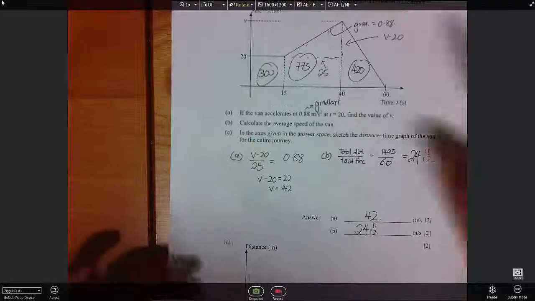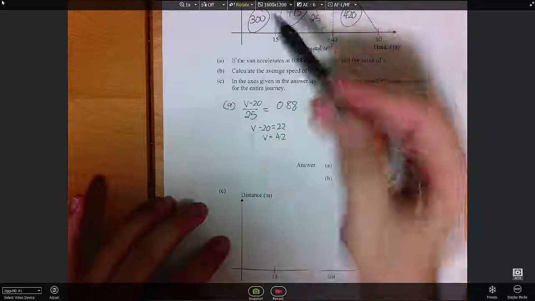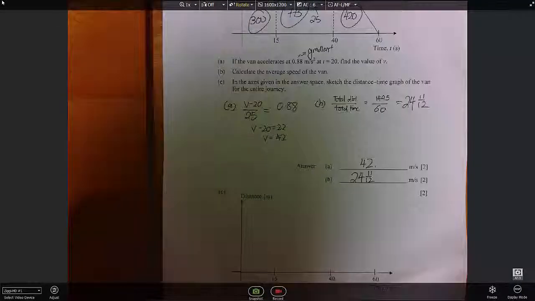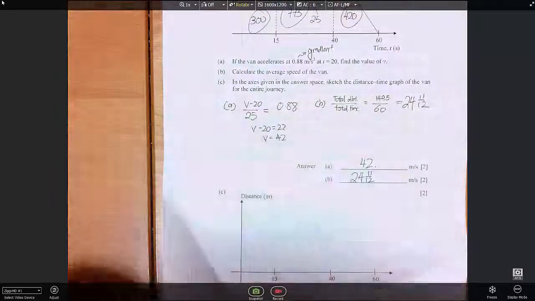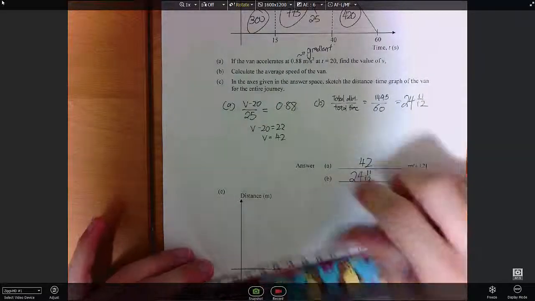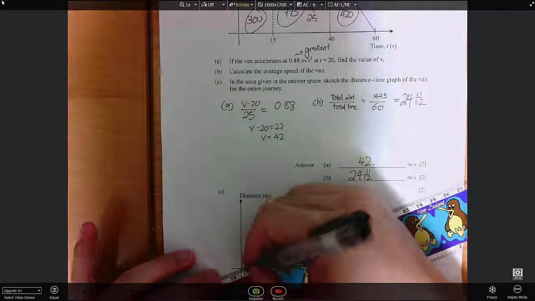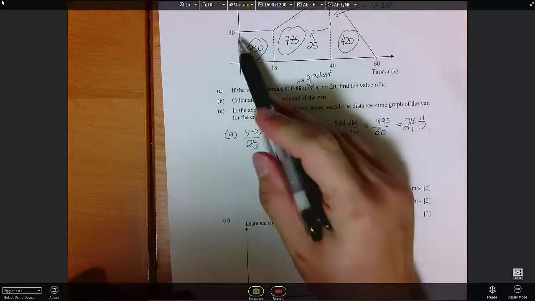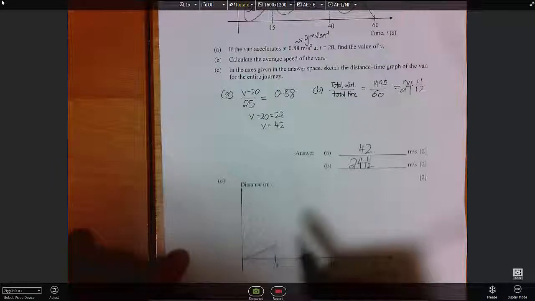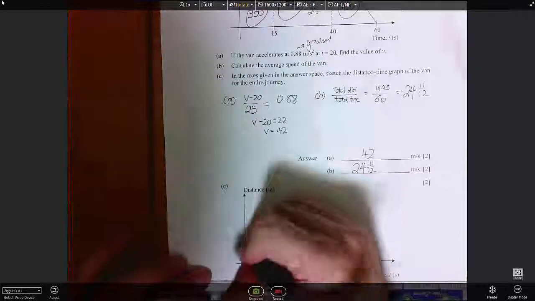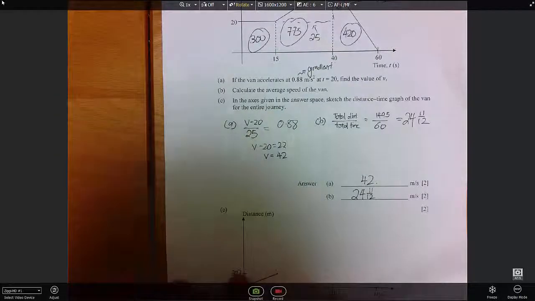Okay, now next part here, the distance-time graph. Speed is constant, so the distance-time graph should have a steady gradient. Let me try to find a ruler. So it should go upwards like this as a straight line. Constant speed means constant gradient for a distance-time graph. And don't forget to label the distance. This should be 300 meters. Why 300? Because in the first 15 seconds you travel 300 meters.